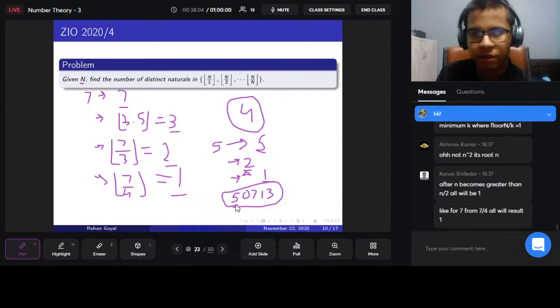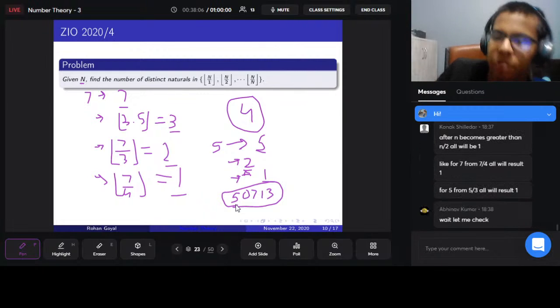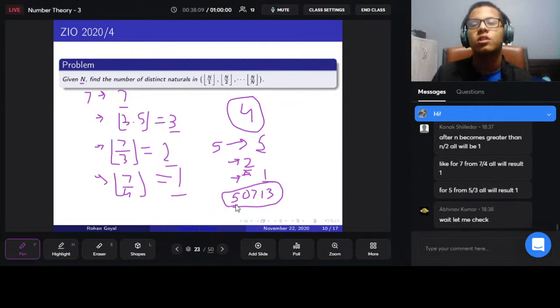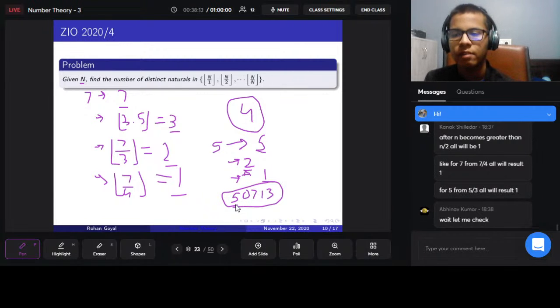Yeah, that's true. If the number crosses n by 2, the remaining will be 1. But how does that help us for all numbers? You still have n by 2 things to consider. That's a huge set.